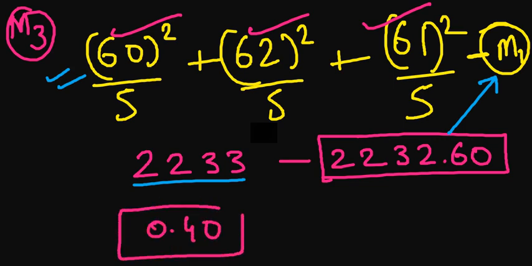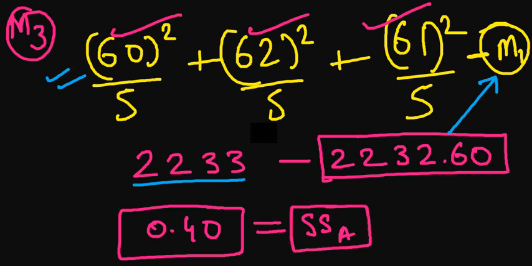No rocket science. We are just doing simple addition, subtraction and multiplication. So what is the 0.40? This is the value of SSA, sum of squares among. So the sum of squares among the groups is 0.40. Let's move on to our equation.